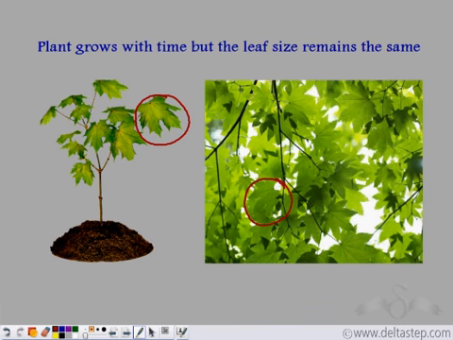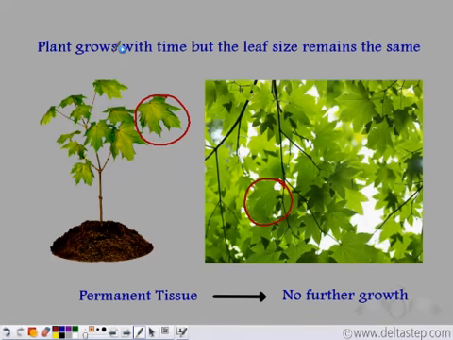Why is that? That is because matured leaves contain permanent tissues in them. Permanent tissues are tissues which have lost the ability to divide and grow any further.